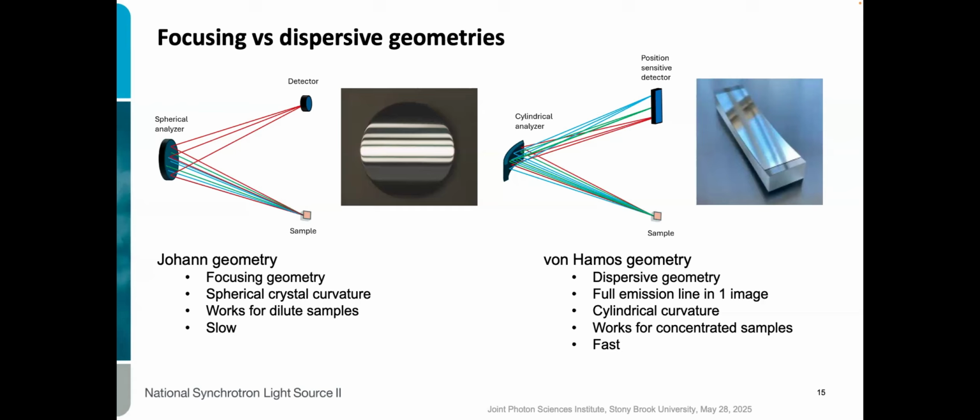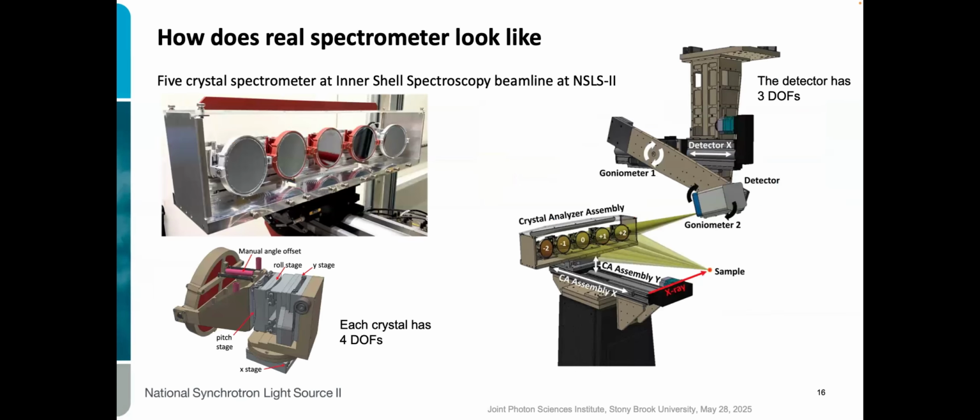What's called the von Hamos, it's all German-sounding names, and their papers are from 1932. I cite them sometimes. So Johann and von Hamos. So that works well for concentrated samples. It's very fast. So there are trade-offs. And for once, at my beamline, we have two different spectrometers to satisfy the needs of most of our users. Okay, now this is how it looks in practice.